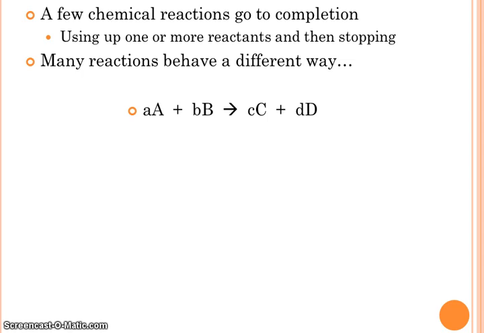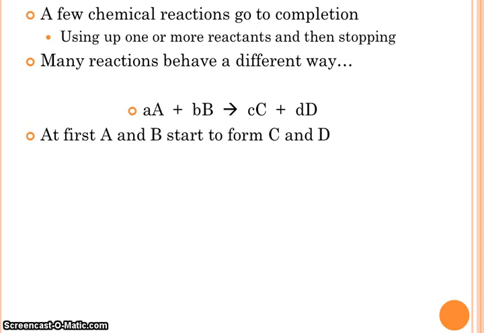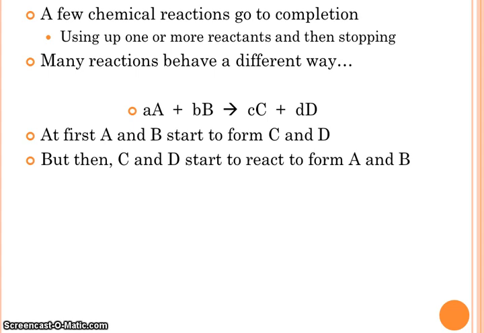Let's say we've got reactants A and B forming products C and D. The capital letters stand for whatever the reactants and the products are, and the lowercase letters stand for the coefficients in the balanced equation. At first, we don't have any C or D. All we have is A and B. They start to react together, and C and D are starting to be formed. But after a while, once we start to produce C and D, they may start to react to reform A and B. So we've got C and D producing A and B.